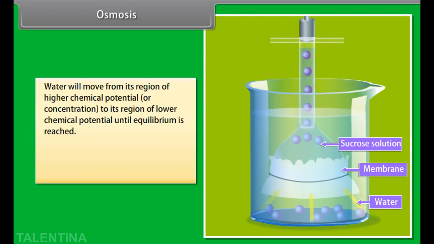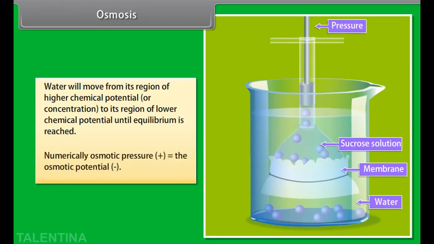Now, we will apply some pressure to stop the water movement into the funnel. This pressure required to prevent water from diffusing is, in fact, the osmotic pressure, and this is a function of the solute concentration. The more the solute concentration, the greater will be the pressure required to prevent water from diffusing in. Numerically, osmotic pressure is equivalent to the osmotic potential, but the sign is opposite.